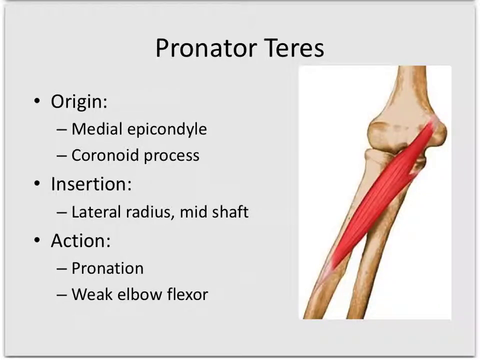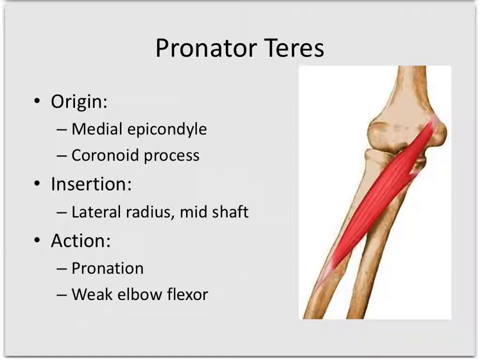Now we have the pronator teres muscle, which is completely different from the other muscles in this group. It has the same origin on the medial epicondyle of the humerus, but instead of traveling straight down to the wrist, it crosses over the space between the radius and the ulna, which is shown right here, and it attaches down on the radius.